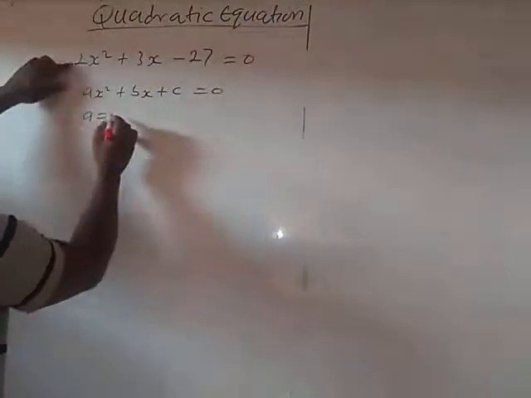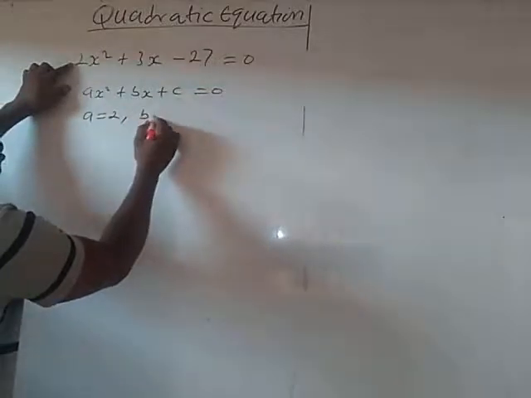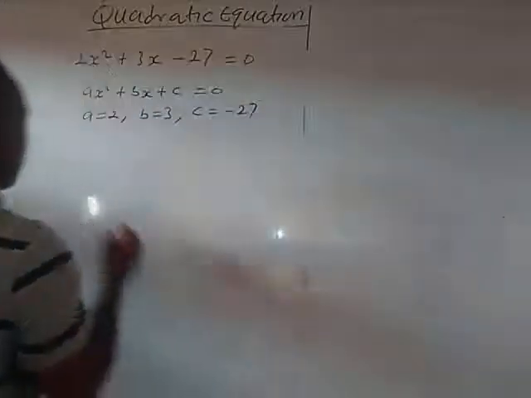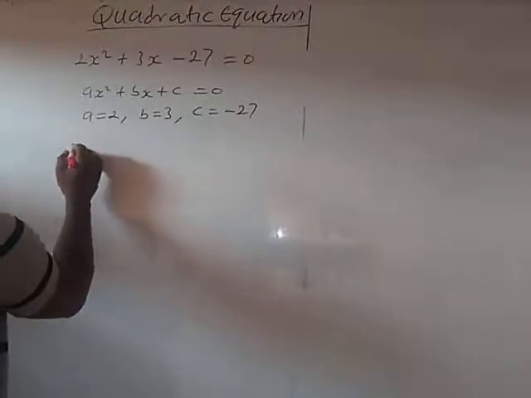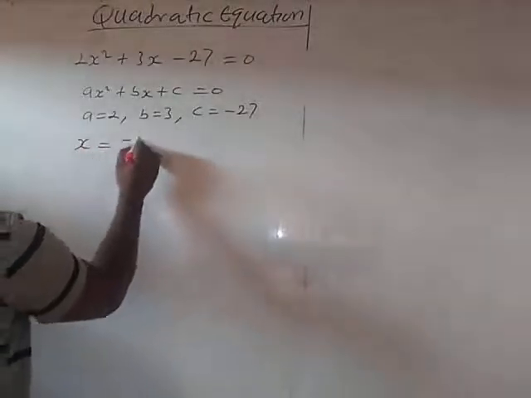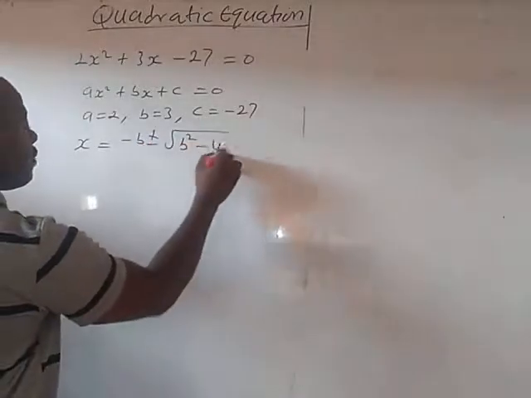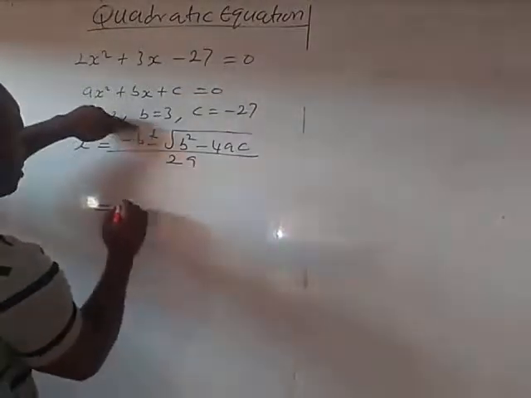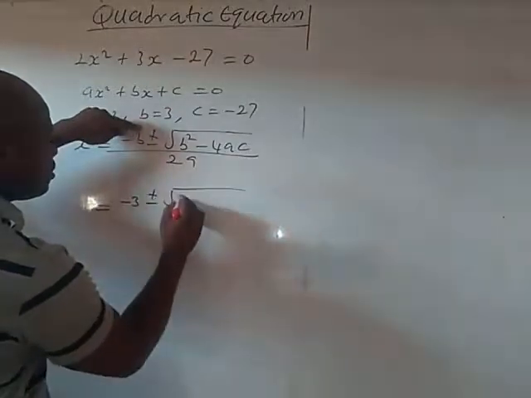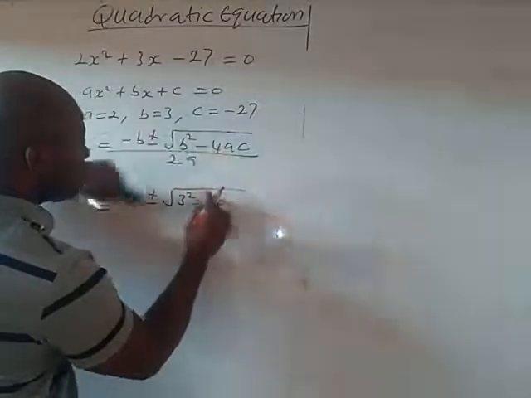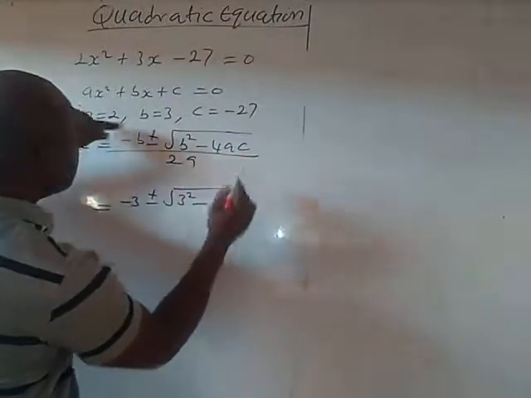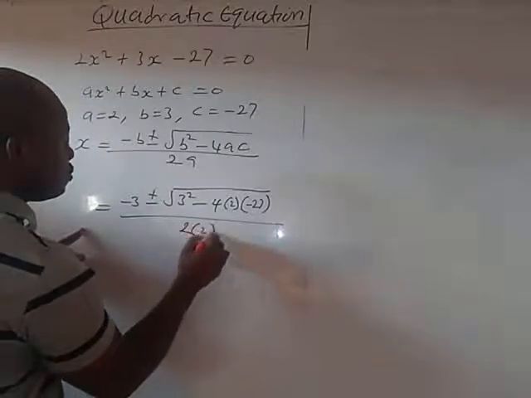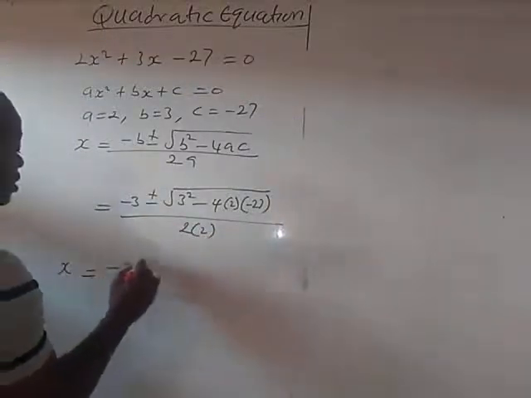our a will be equal to what we have here, 2. Our b will be equal to what we have here, 3. And our c will be equal to what we have here, minus 27. Therefore, the general formula is x equal to minus b plus or minus the square root of b squared minus 4ac all over 2a. What is our b? Our b is 3. Minus 3 plus or minus the square root of 3 squared minus 4. What is our a? 2. And what is our c? Minus 27. All over 2 times 2.